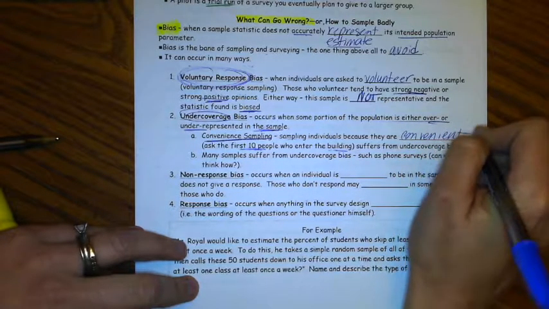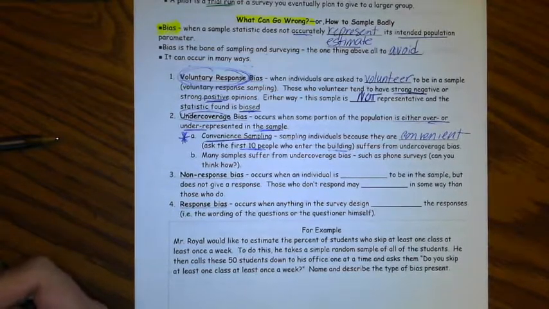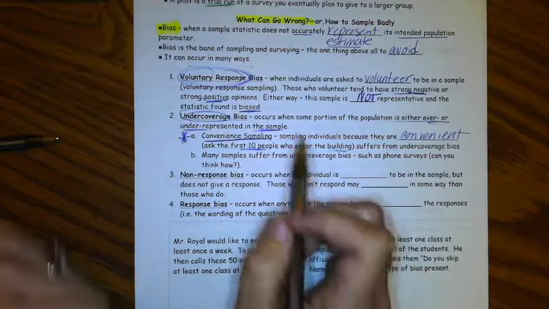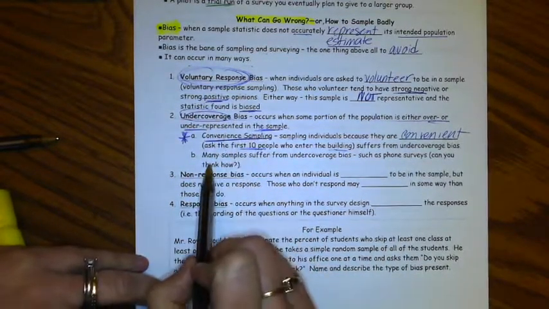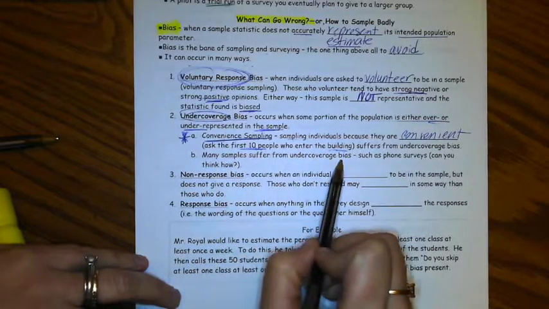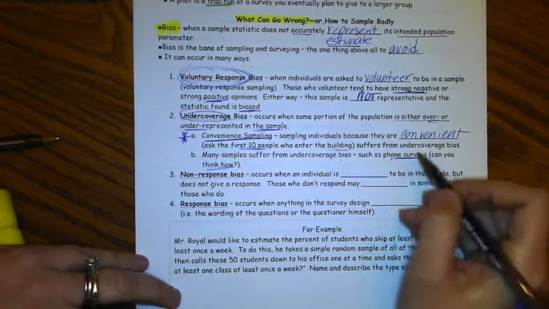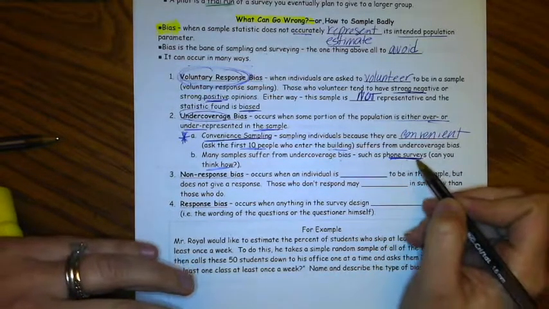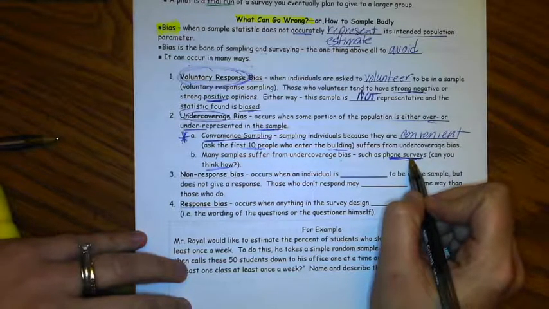Convenience sampling individuals because they are convenient. This is always a bad idea. Your sample, although it could be representative, we really don't know because we didn't use any type of randomization. So we say convenient samples suffer from undercoverage. Many samples suffer from undercoverage bias, such as phone surveys. Can you think how? So phone surveys are just when they call you to ask you how you feel about something. And the problem with phone surveys is, where do they get the phone numbers from?